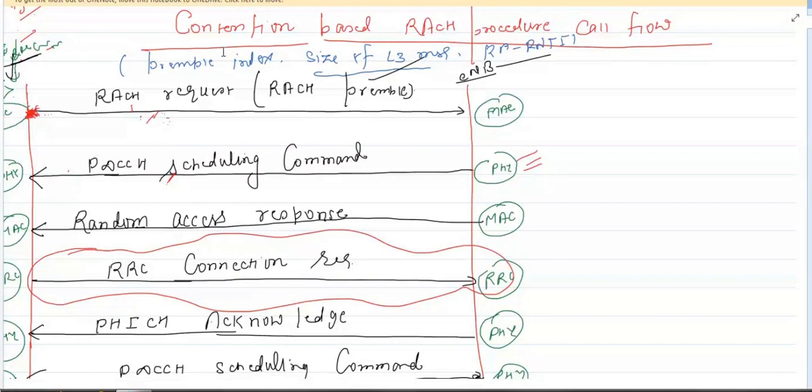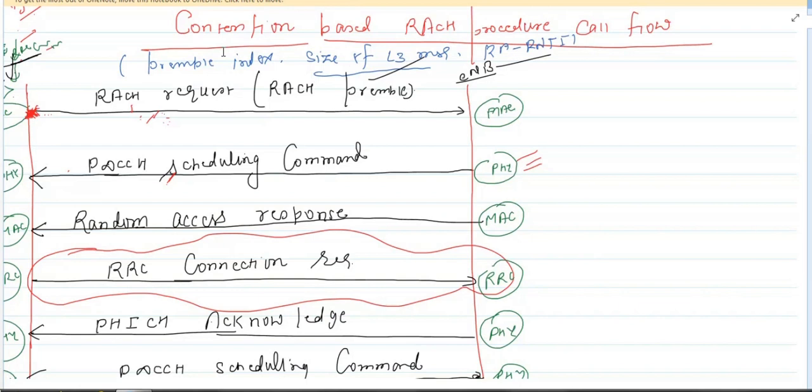Size of the layer 3 message, that is, the size of the message, that I also taught. Now the next parameter is a very important parameter: RA-RNTI. RA means random access, RNTI means radio network temporary identifier. This identifier will be used by the UE during transmission of the RACH request message.